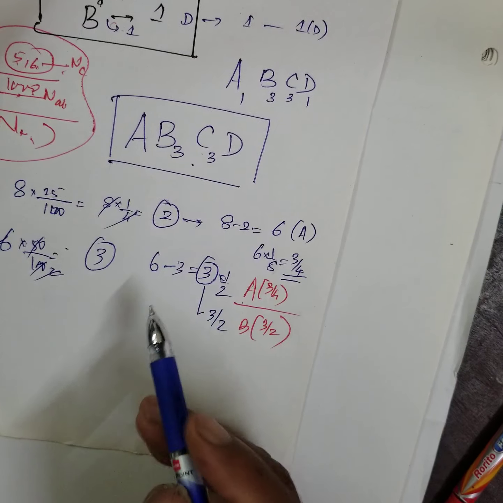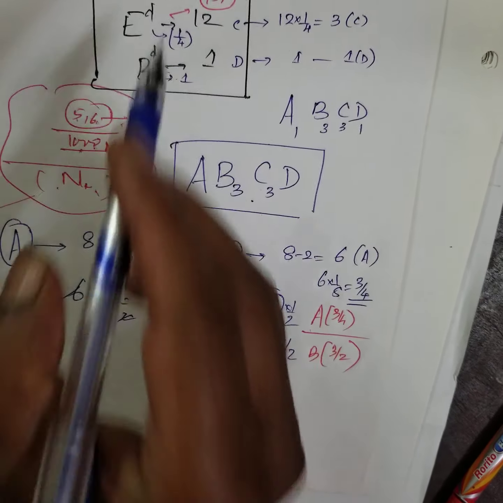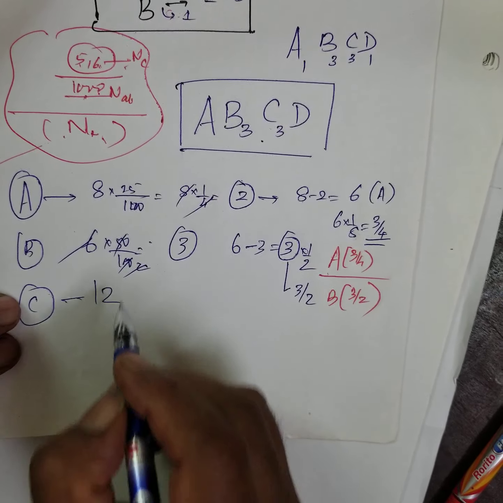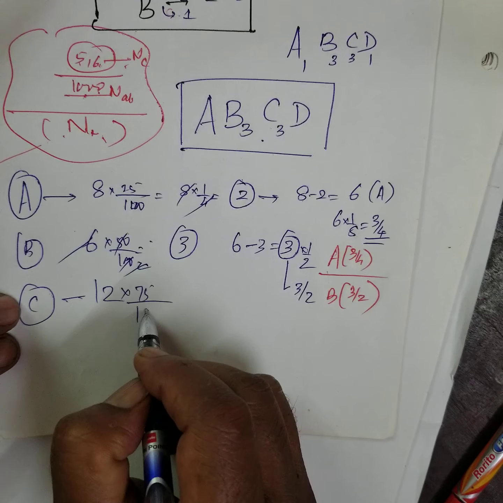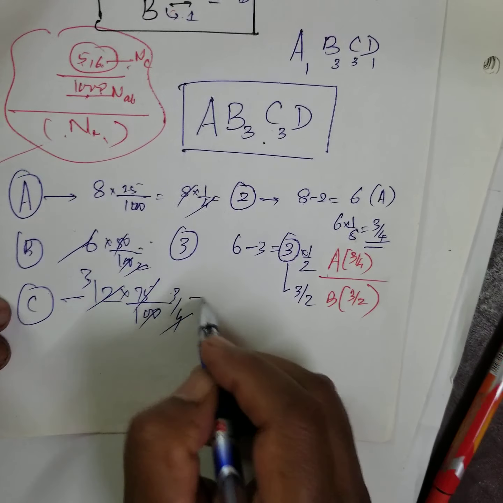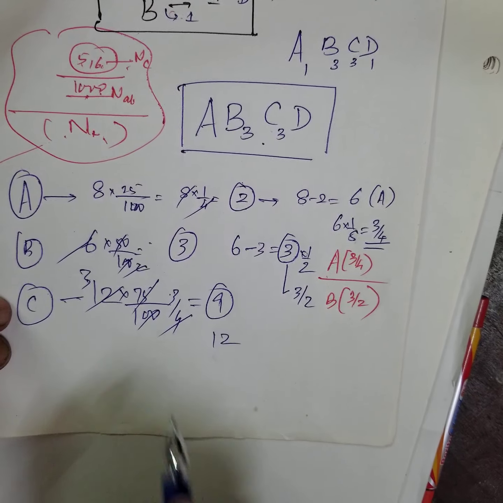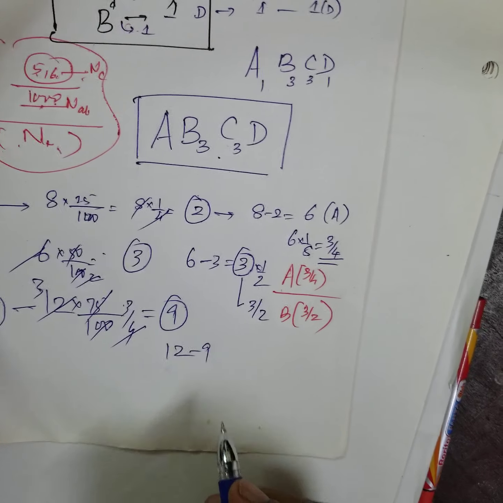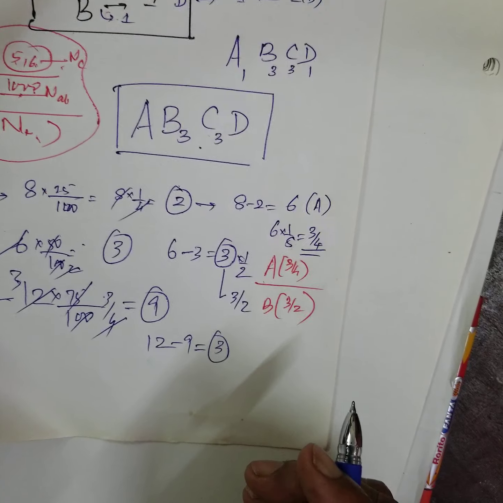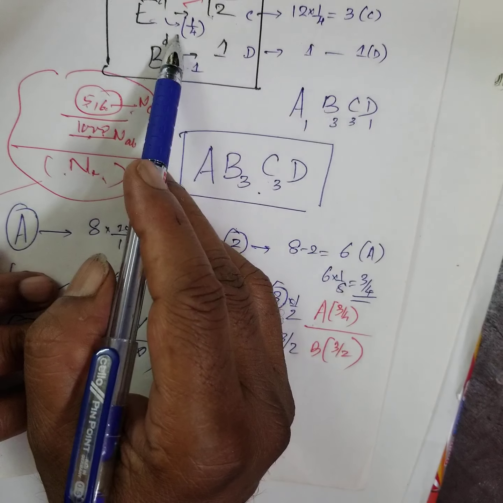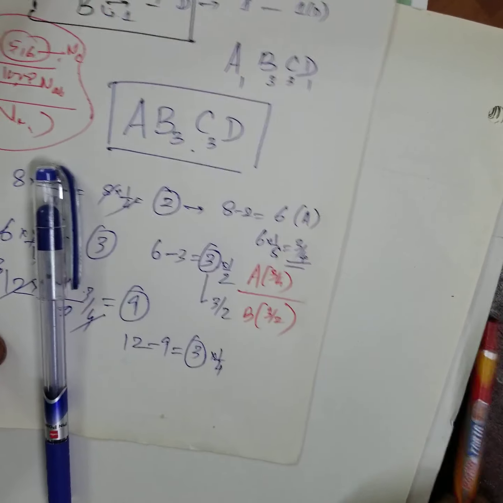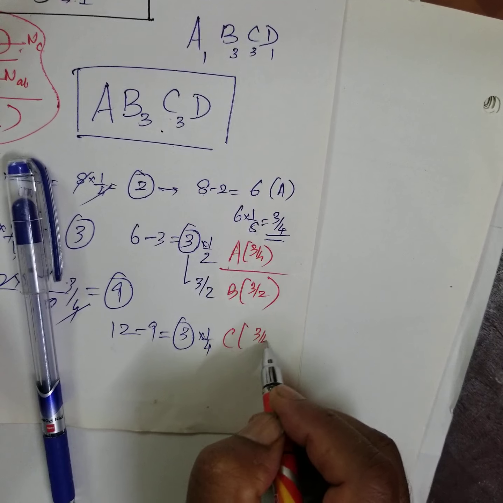Is it clear? Then, C, that is the edge. How many are available? 12. How much did they remove? 75%. 75% is what? 3 by 4. Here 3 times it goes, 3 3s are 9, they removed 9. Out of 12, 9 they removed. How much is available now? Only 3. 12 minus 9 is 3. Therefore, what is the contribution of the edge? 1 by 4. Therefore, C is equal to 3 by 4.